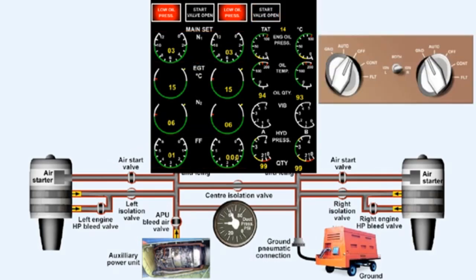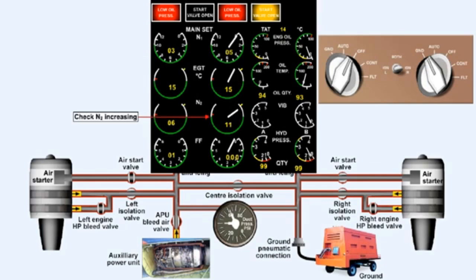Normally the number 2 engine will be started first. For the first start of the day, right ignition is selected, and the number 2 engine start switch is selected to ground, which is the ground start position. The selection of ground opens the APU control valve and the number 2 engine air start valve. To indicate that air is getting to the starter motor, the start valve open light above the engine instruments illuminates.